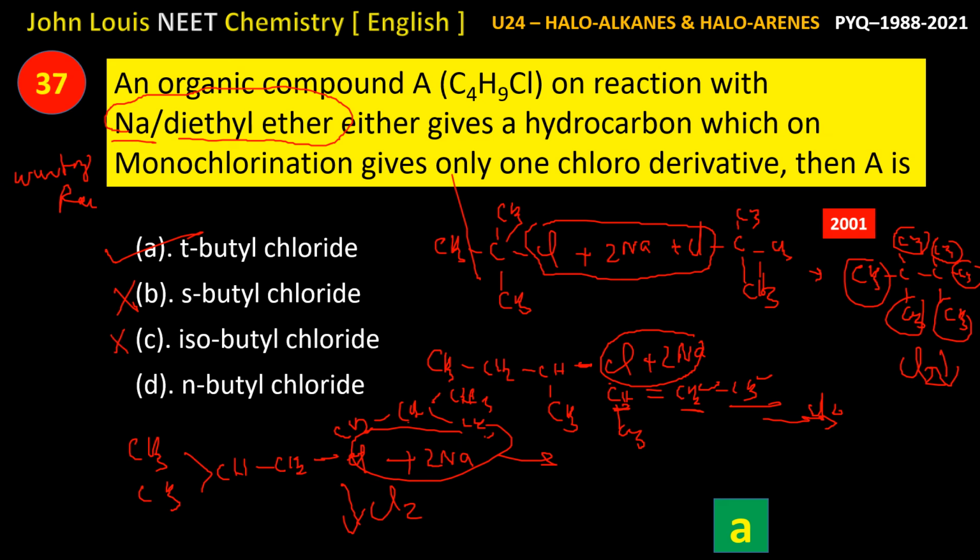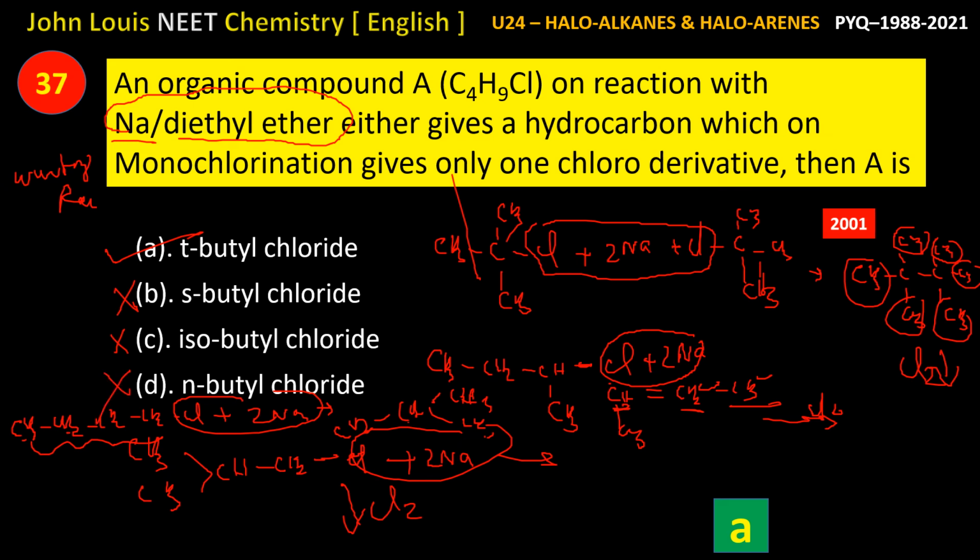Then n-butyl chloride. What is n-butyl chloride? CH3CH2CH2CH2Cl. When treated with sodium in the presence of diethyl ether, two butyl groups combine to form octane. In octane also, CH3 groups will be there and CH2 groups will be there. Therefore more than one type of chlorine substituted compound will form. Therefore option D is also wrong.